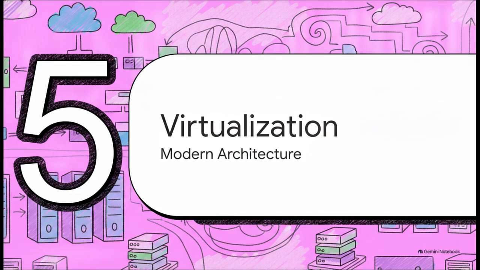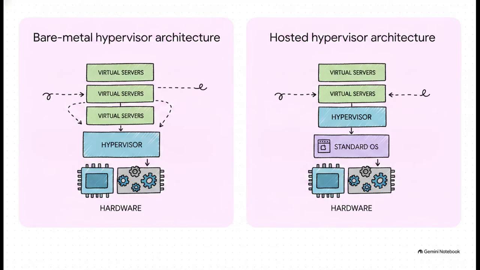And finally, Section 5, Virtualization and Modern Architecture. Let's explore how modern abstraction has absolutely revolutionized data centers and deployment methodologies. Virtualization relies on a hypervisor, right? The virtual machine manager. It's critical to know where this hypervisor sits.